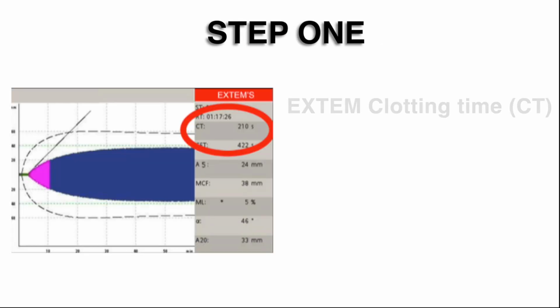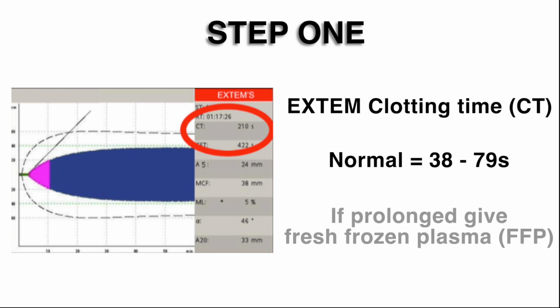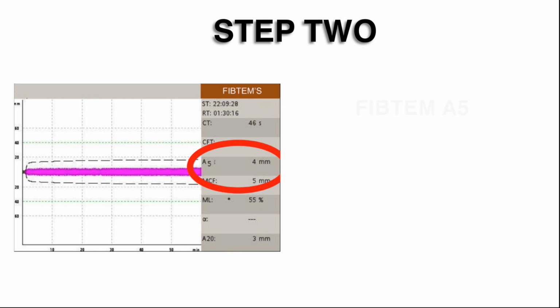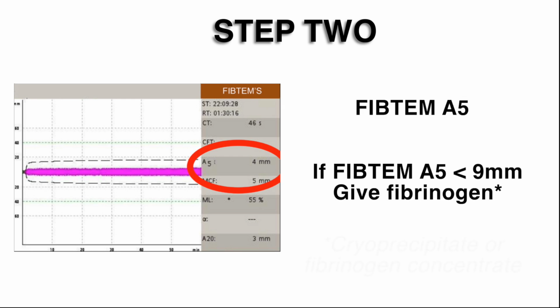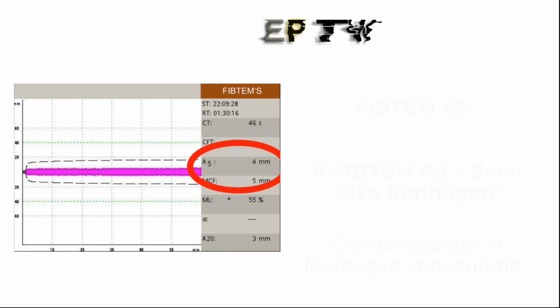Step 1. Check the XTEM clotting time. If prolonged, consider giving clotting factors or if the patient's on anticoagulation. Step number 2. Look at the FibTEM A5. If it's under 9 millimeters, consider giving fibrinogen in any form, whether it be cryoprecipitate or as fibrinogen concentrate.